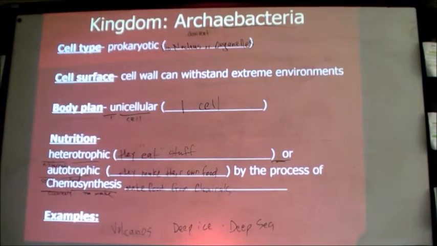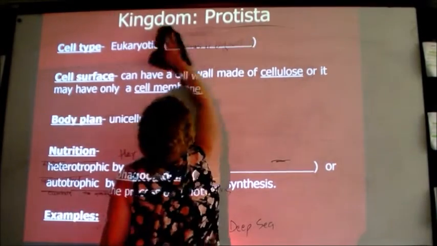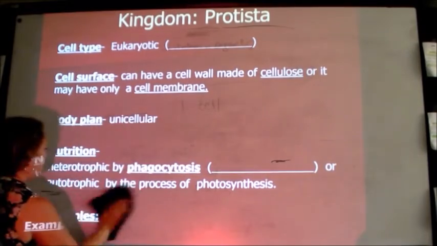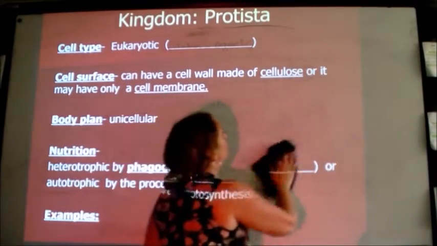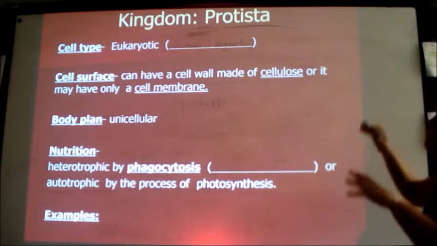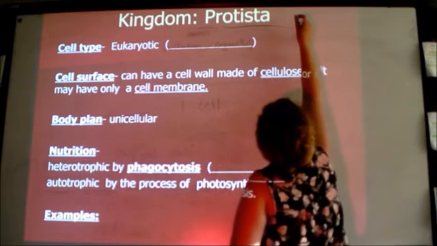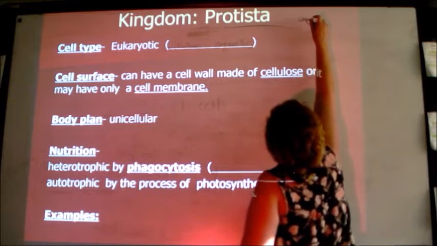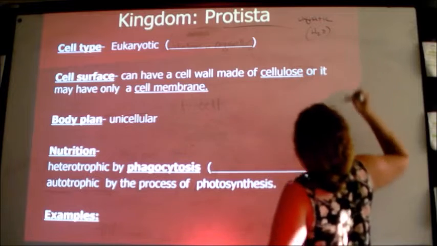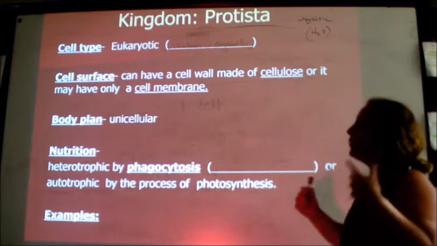All right, now we're going to get into things that are a little bit more interesting. Kingdom Protista, if you remember from the beginning of the school year, when we used the microscopes to look at samples from the pond water, these guys like to swim around. So they're going to be found in water. Protista live in aquatic environments, which means water. It can be salt water or fresh water, doesn't matter. These guys are found everywhere that you find water.